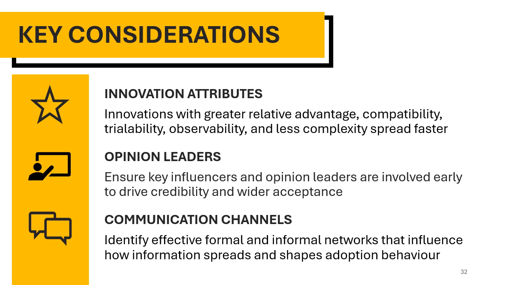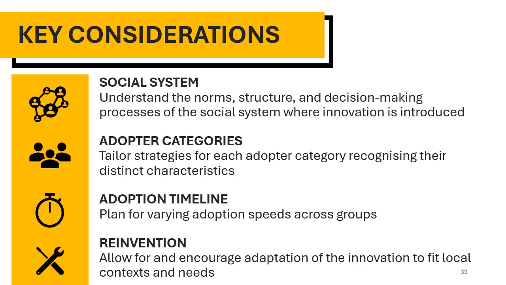Communication channels. Identify effective formal and informal communication channels to control how your information spreads. This shapes adoption behavior. Always take time to understand the social system, so the norms, the structure, the decision-making processes, where the innovation is being introduced, because this will affect how the innovation spreads.